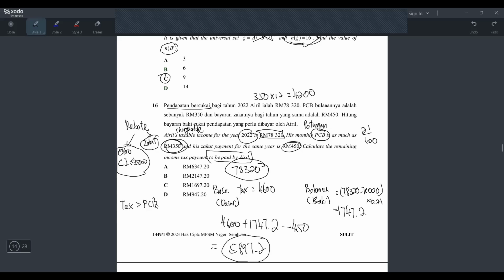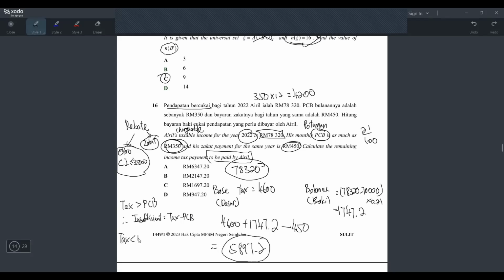So what happens if your tax is bigger than your PCB? Tax means the amount you have to pay. PCB means the discount. So what happens if the amount you have to pay is more than the discount? It means you kurang bayar. It means you are insufficient. So your insufficient tax payment will be what? You have to take your tax minus PCB. If you kurang bayar, it means you have to bayar lagi. But you will not bayar 5897.2. You will not bayar 4200. You will just minus. After you take tax minus PCB, that's the amount yang you kena bayar. It means you only bayar the amount yang you kurang bayar.